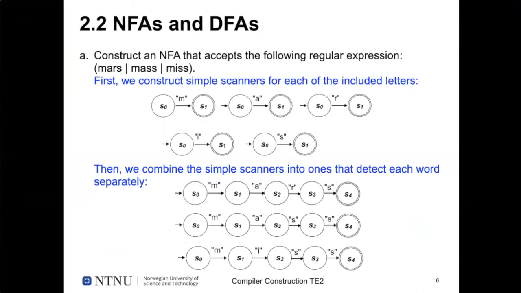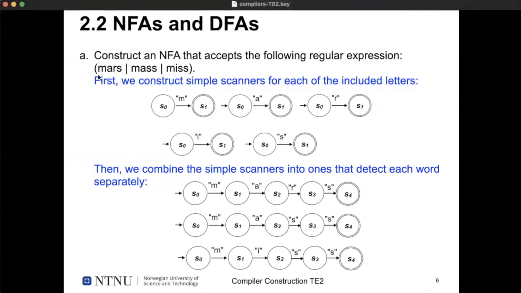So the next question was about NFAs and DFAs, mostly just reiterating and practicing the algorithms that we've presented in the lecture. First, I asked you to construct an NFA to accept the following regular expression. So this is either the string Mars or Miss. And using the construction algorithm, what you do is you first construct simple scanners for each of the included letters, just a scanner that accepts M and A and R and I and S. And then you can combine these simple scanners to create the sequences that accept each of these words.